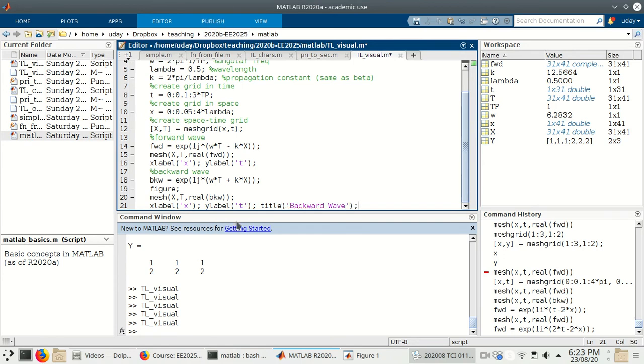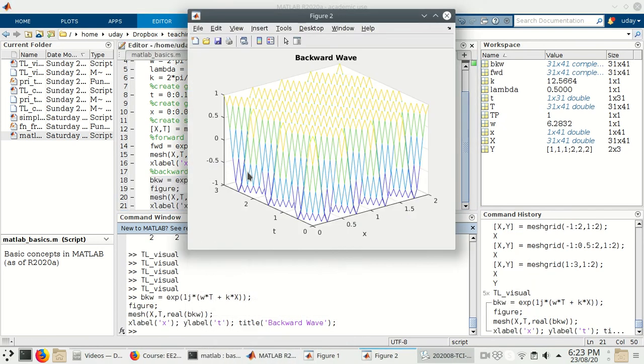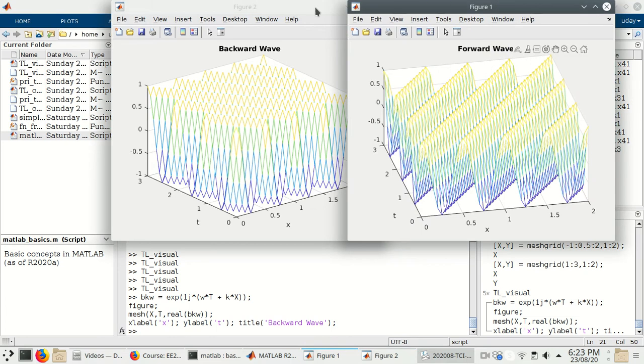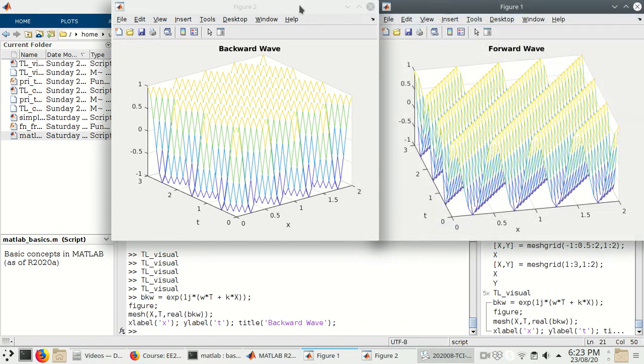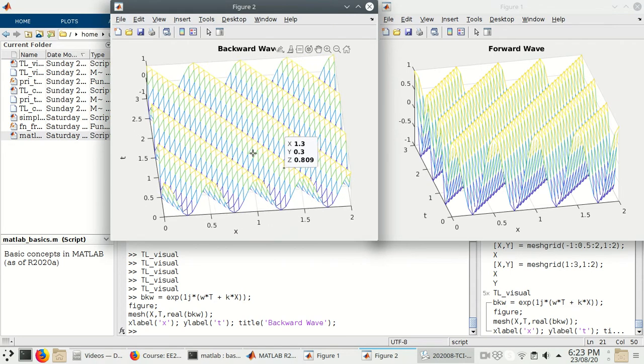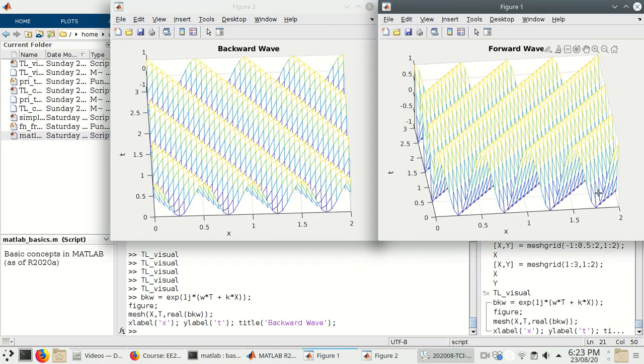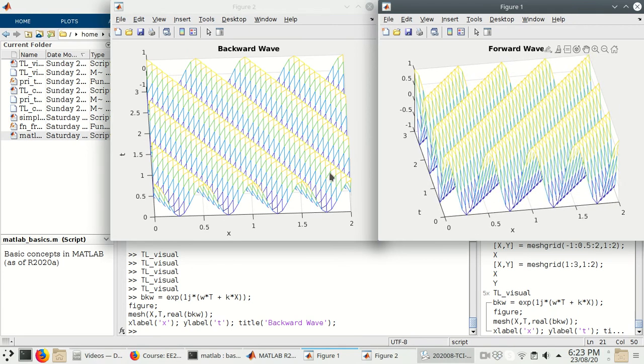I can go ahead and run the whole script again, but I don't need to. I just want to run this part, so I can highlight this, right click, and say evaluate selection. So it's created a new figure over here. Let's put these two side by side. This is my figure 1 that I had previously created for the forward wave, and now this is my backward wave. Now let's look at how the troughs are behaving, and let's line the forward and backward waves up similarly.